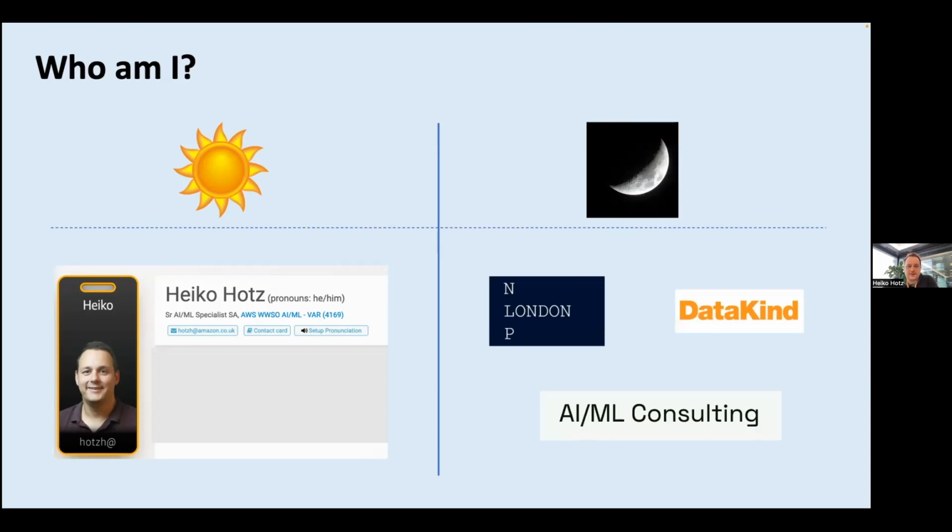So Nish already mentioned the meetup platform that I'm leading, NLP London, where we get together NLP enthusiasts here in London. I've also been volunteering with DataKind for almost 6 years now, hard to believe. And I do various projects with customers through my company AI ML Consulting.